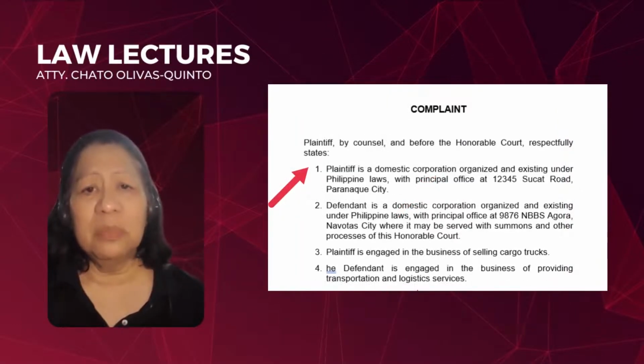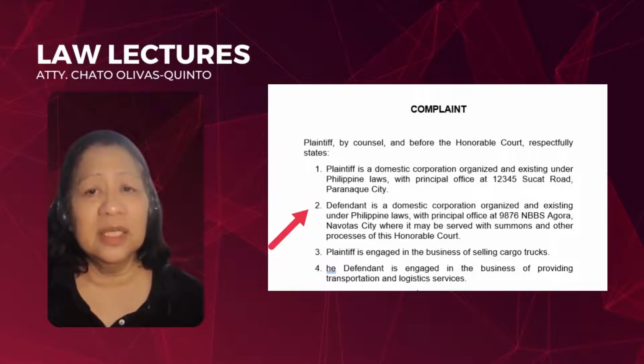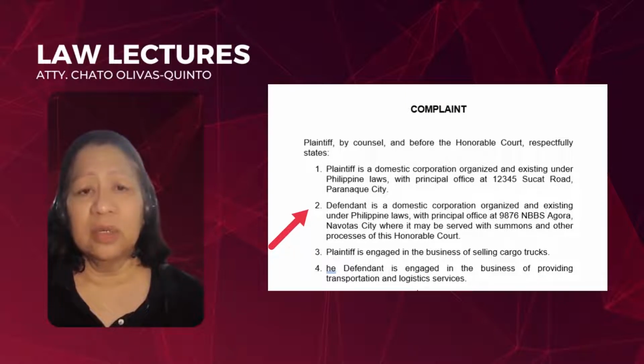In the first 2 or 3 paragraphs, you're going to see the name and address of the plaintiff, whether the plaintiff is an individual, a partnership, or a corporation, and the name and address of the defendant, and whether the defendant is an individual, a partnership, or a corporation.